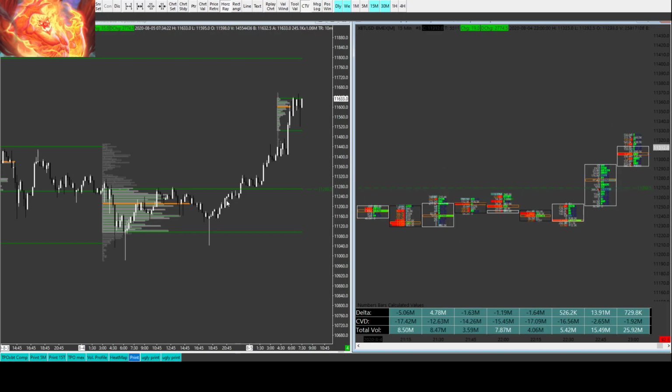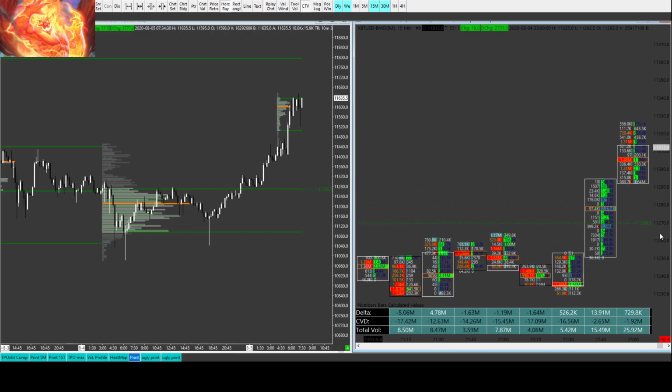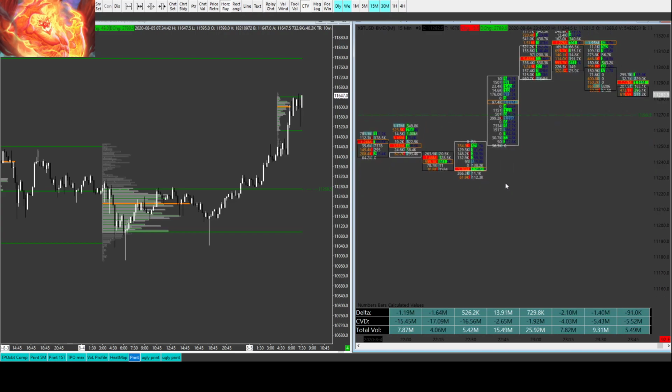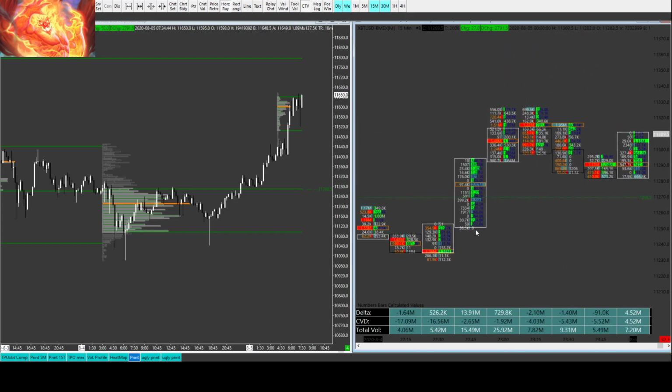Okay, so what we're looking at right here is price pushing up into it and getting rejected. What does rejection look like? Rejection looks like aggressive buying, aggressive buying, aggressive buying, but unable to get through it. And what happens eventually? You see aggressive buying that's able to get through.